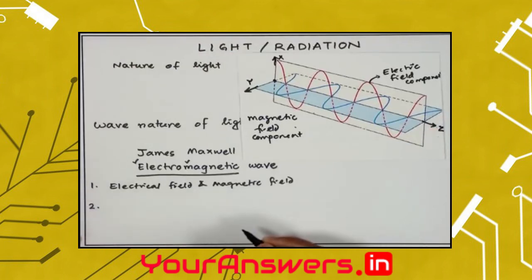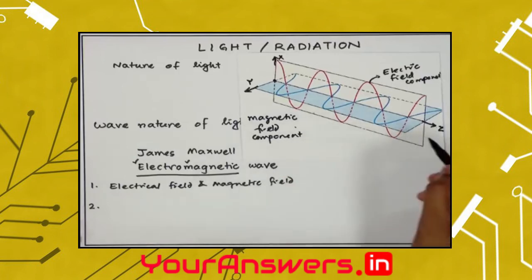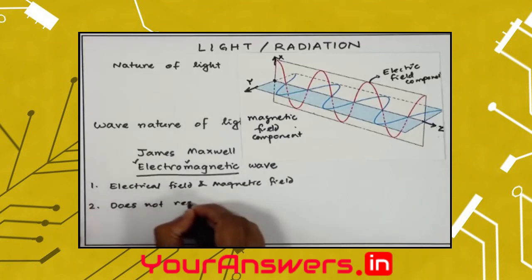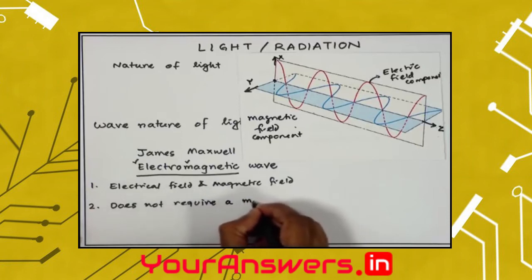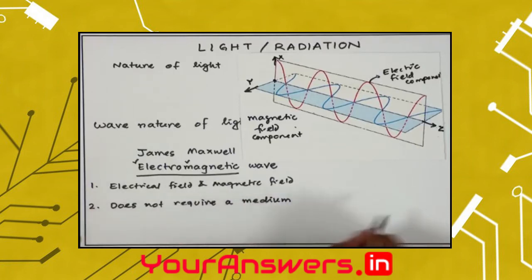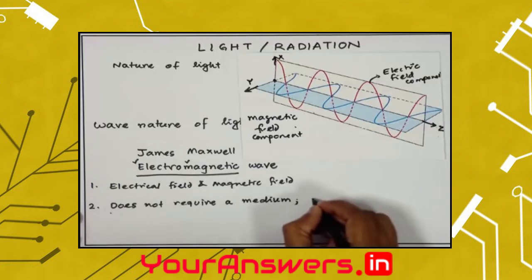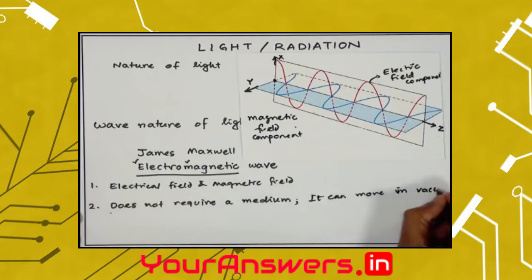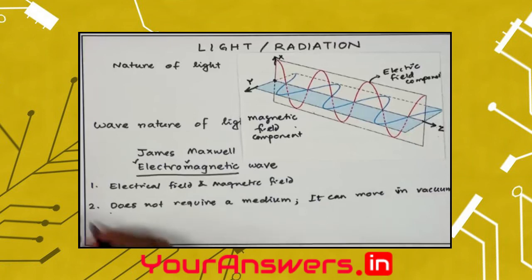The other property that we would appreciate is that electromagnetic radiation, or an electromagnetic wave, does not require a medium to be propagated. What does that mean? It means it can be propagated, it can move in vacuum. This is unlike any other wave. Other waves require a medium to be propagated, to move. But electromagnetic radiation does not require any medium to move, so therefore it can move in vacuum. This is a very important property.